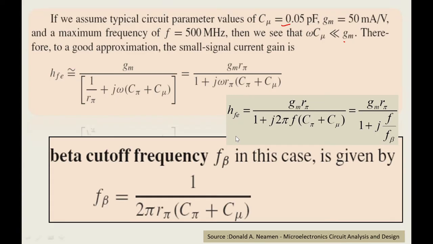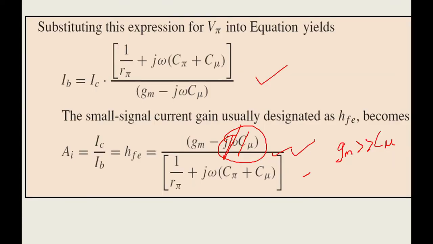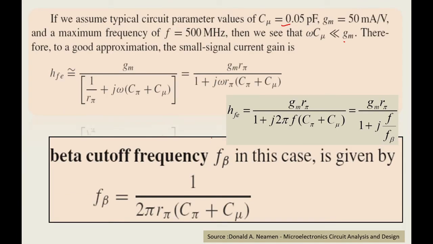So this equation is updated, right? Again I can take the LCM. If you take the LCM, this R pi will come here, and this R pi will go to the numerator. So here is your updated equation after taking the LCM. You will get this R pi here, and this R pi will go up. So we will get gm R pi divided by 1 plus j omega R pi into C pi plus C mu.